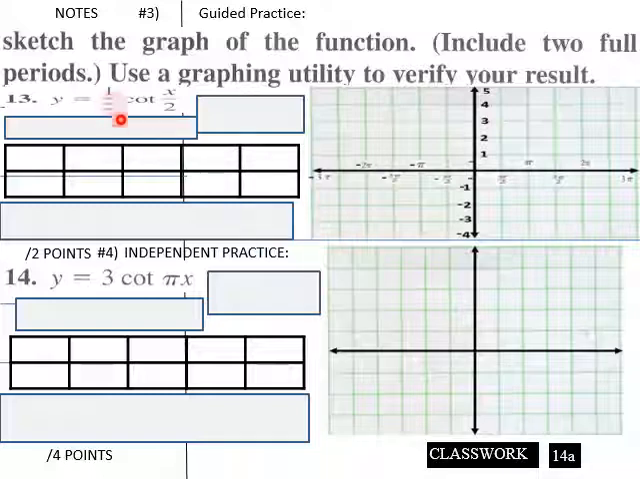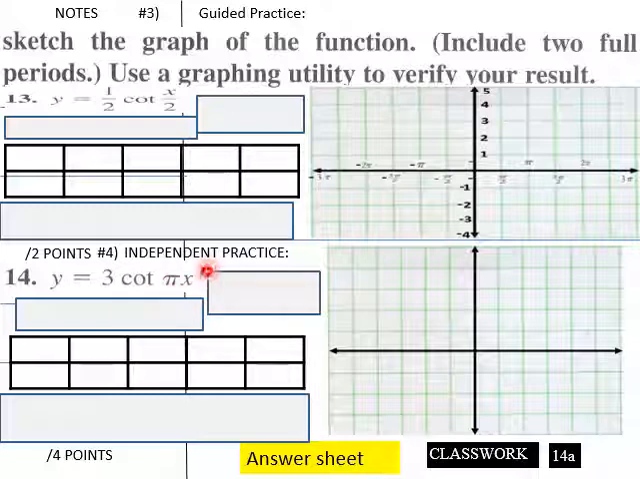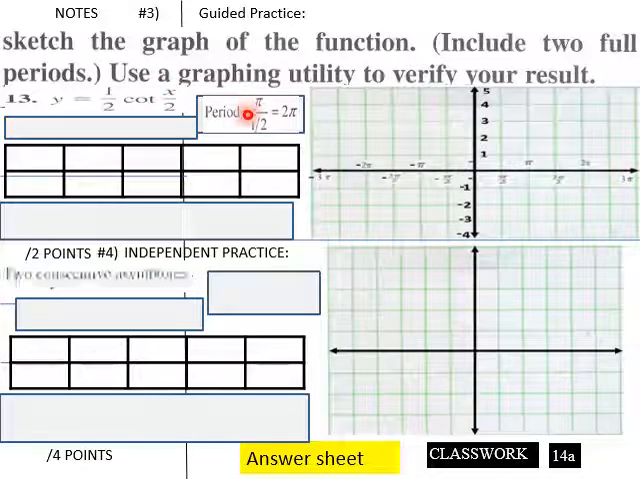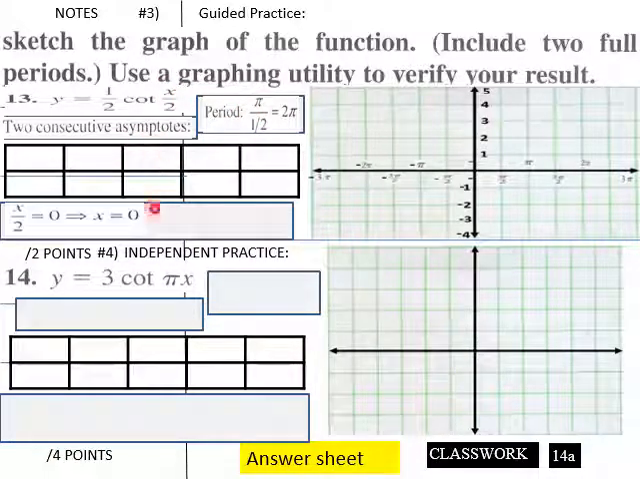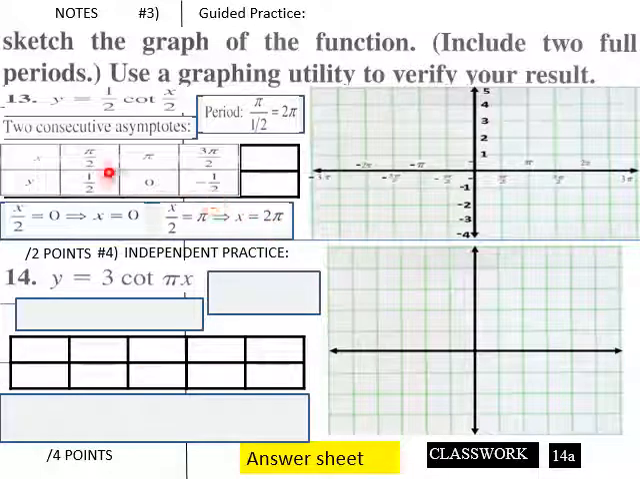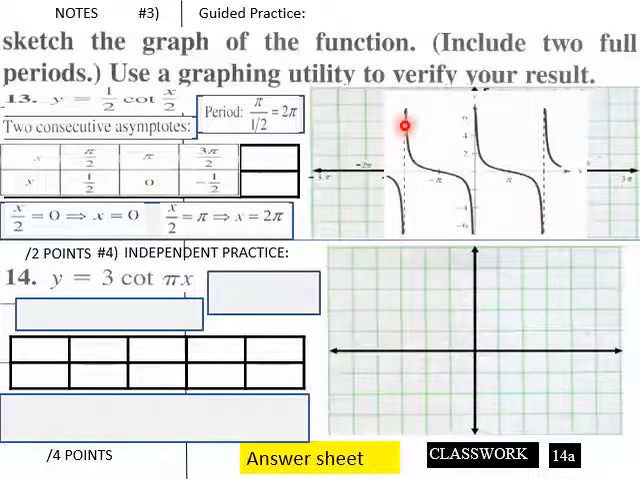Let's try one now. 1/2 cotan x over 2, and then down here we have 3 cotan pi x. So the period here is pi over 1 over 2, which equals 2 pi. That's derived from here. Two consecutive asymptotes: x over 2 equals 0, so x equals 0 is an asymptote, and then x over 2 equals pi, so x equals 2 pi. So there are the asymptotes. Here's your table for this function, and then this will be the graph.